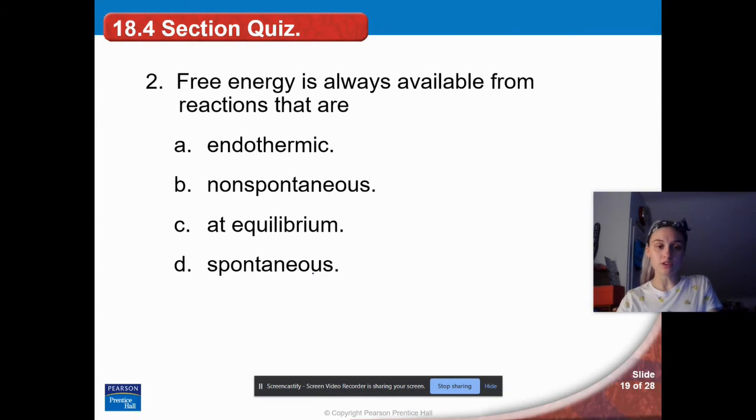Free energy is always available from reactions that are... we didn't talk about endothermic reactions that much today. We didn't talk about equilibrium. So we're between non-spontaneous and spontaneous. This is just about going back into your notes and looking. But we know that free energy is always released from spontaneous reactions.